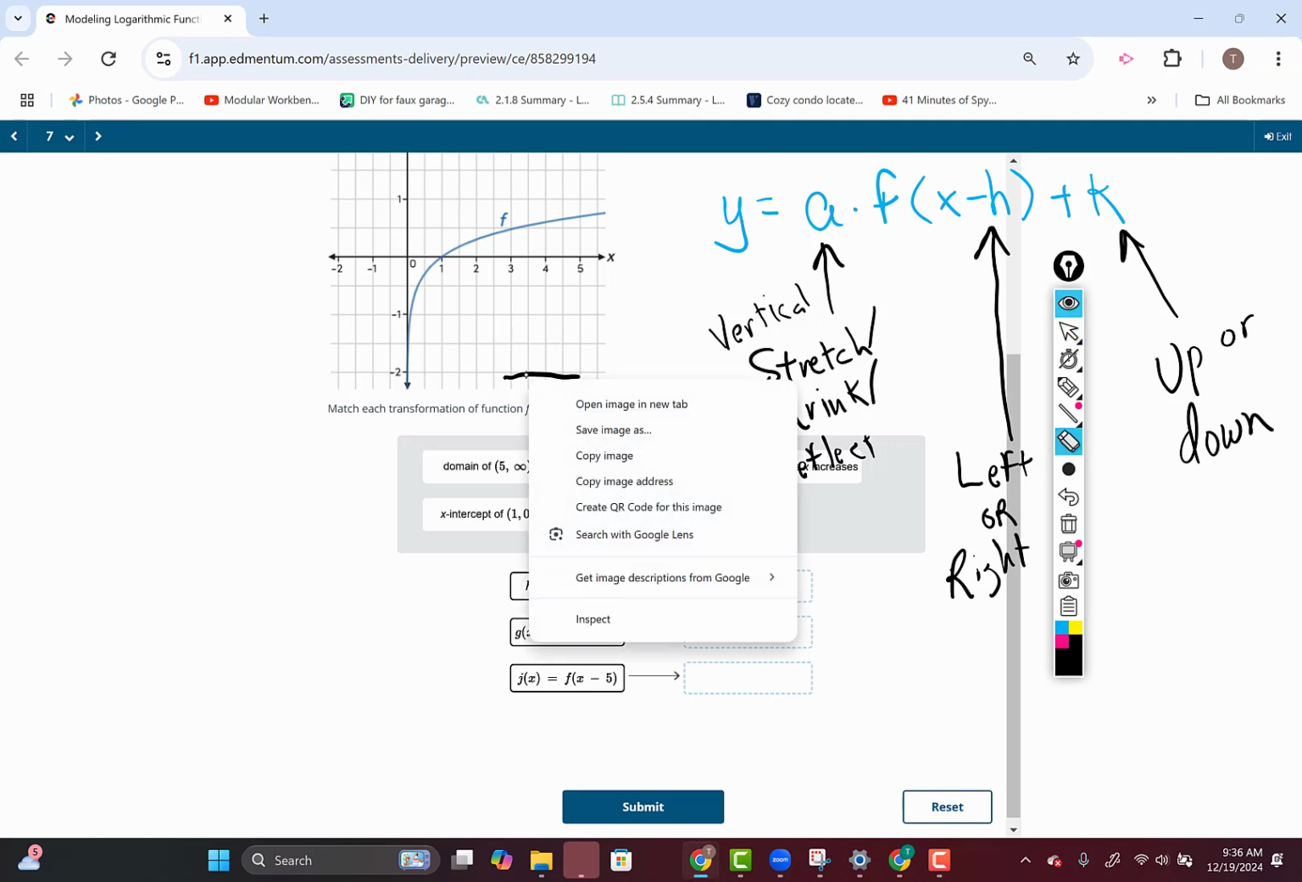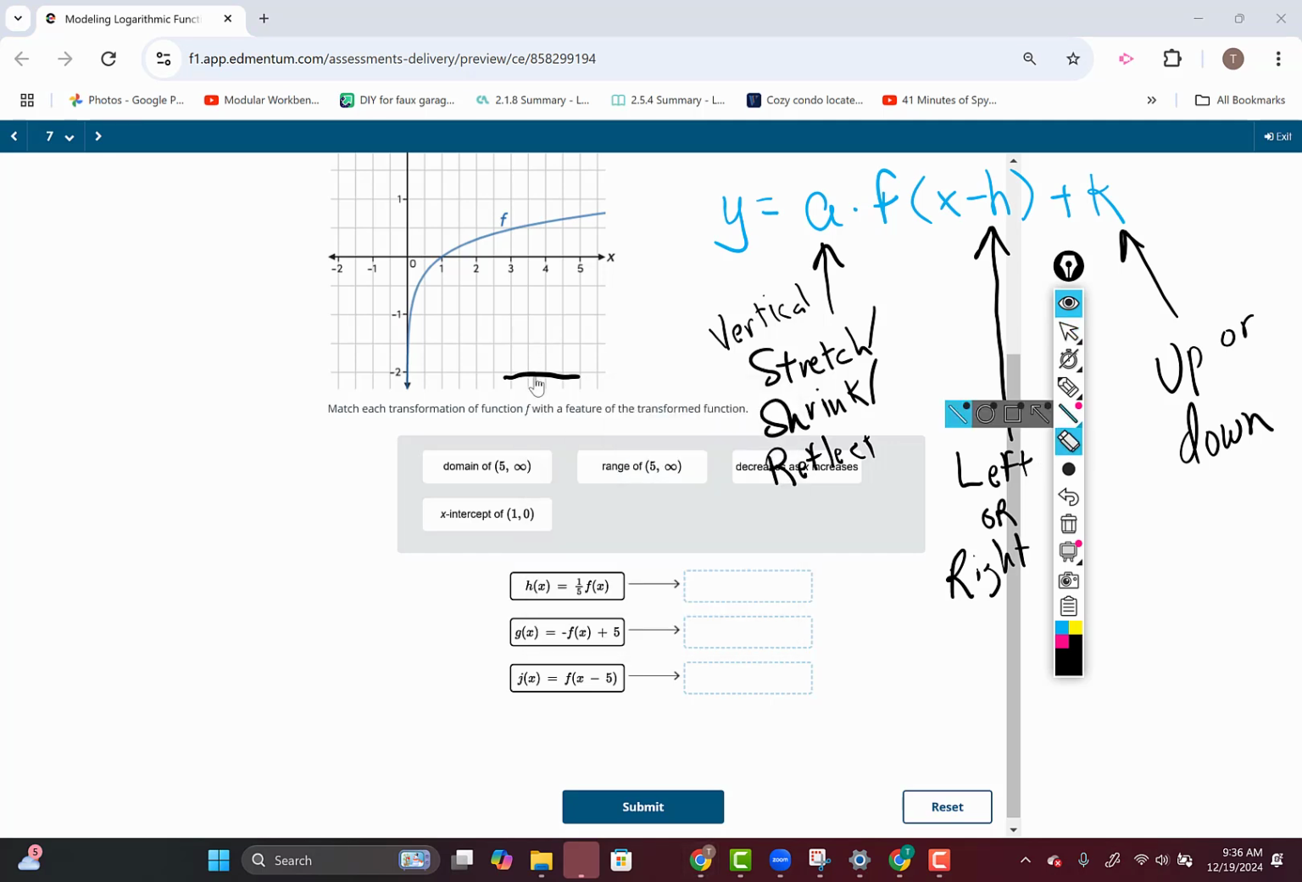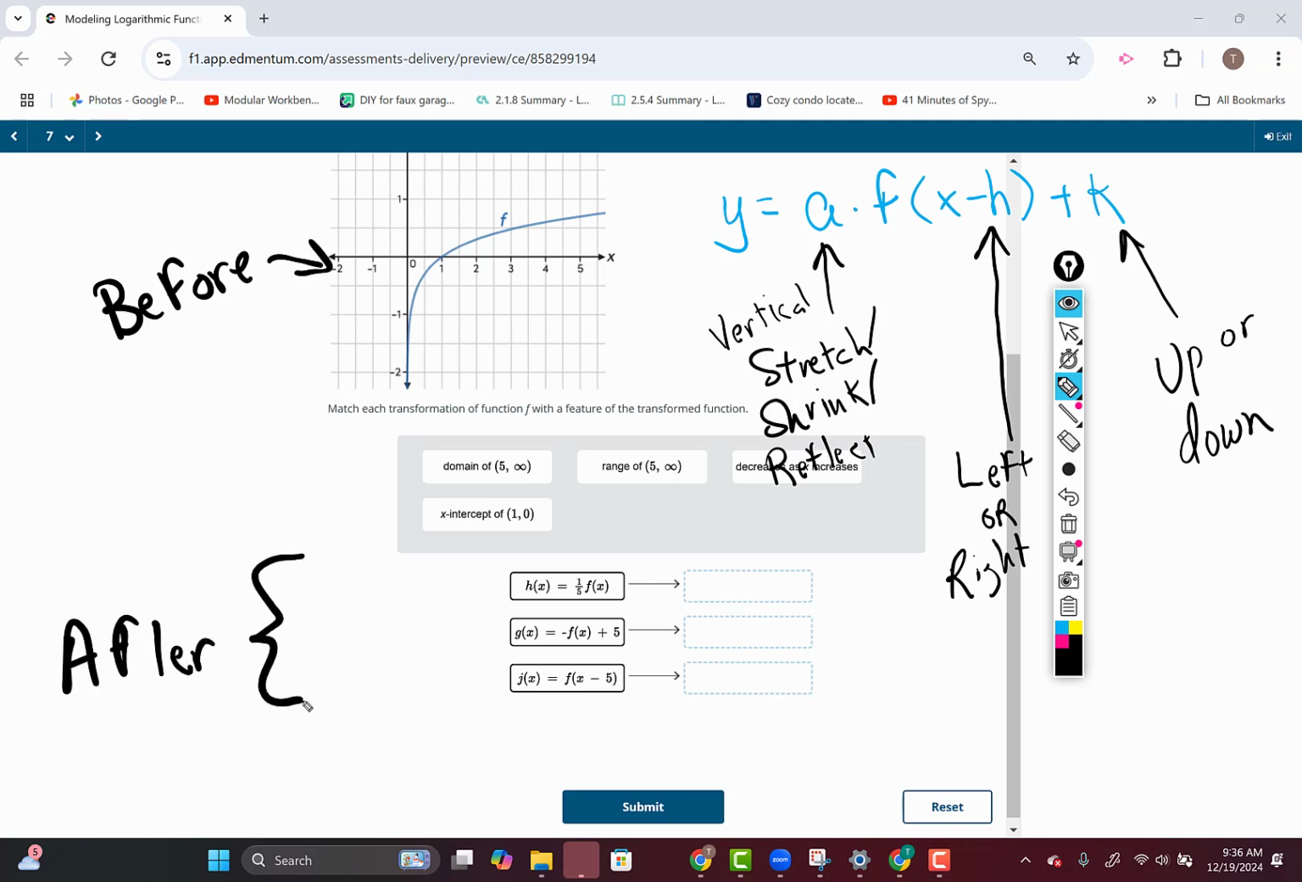Yeah, so we've got the original function here. This is what we'll call our before picture. And these three are going to be the after picture. We've got to figure out, well, that 1/5, that plus 5, and that minus 5, what are they doing to that before picture? So that's the task in this problem.